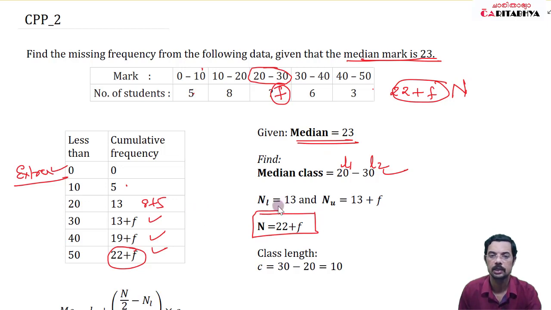NL is equal to 13. Why NL is equal to 13? We know that 20 to 30 is the median class. So we are going to focus on this region. 20 to 30 is the median class.